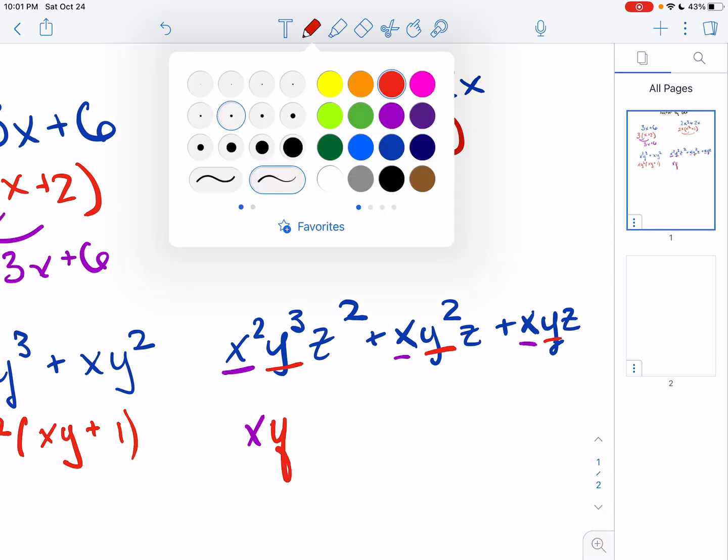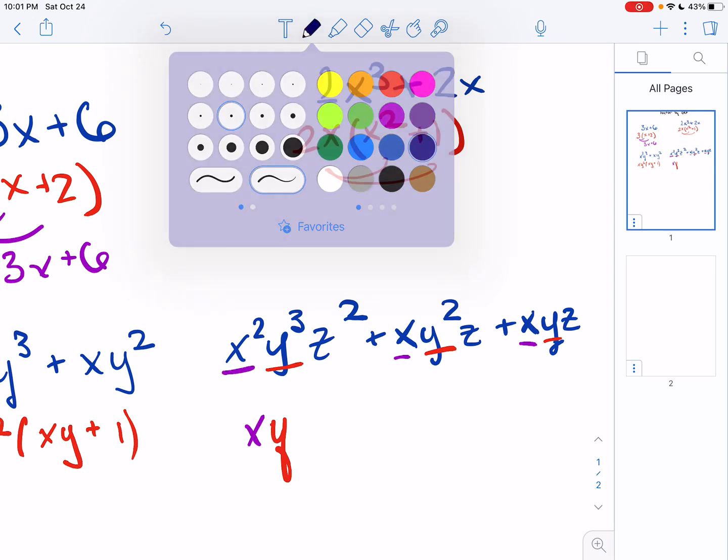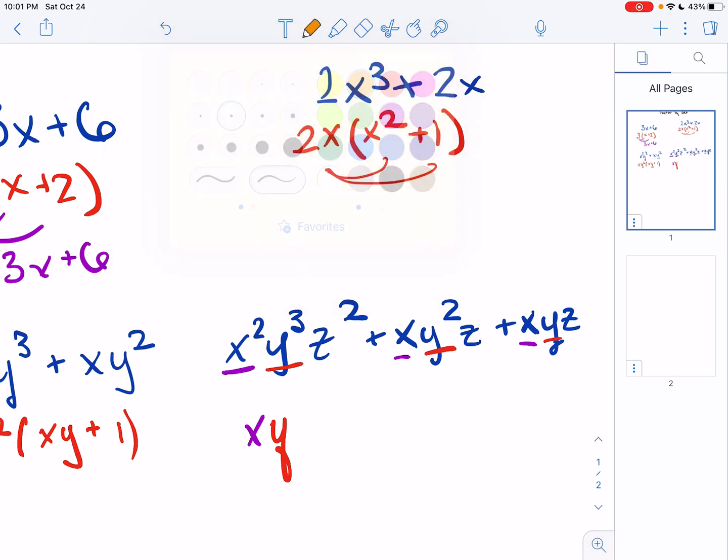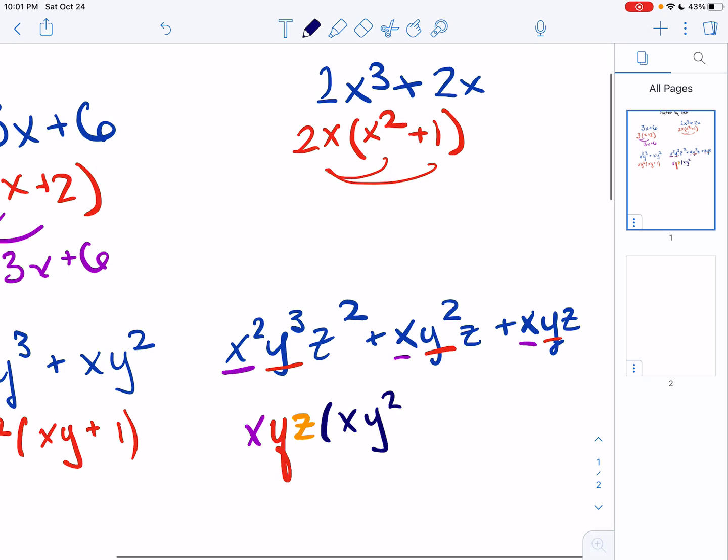Now we look at the z term. We have z squared. The second term we have z. And the third term we have z. So the greatest thing we have in terms of z is just z. So now we have to just write what's left. So we had x squared. We took out 1. We have 1 left. We had y cubed. We took out 1. We have 2 left. We had z squared. We took out 1. We have 1 left.